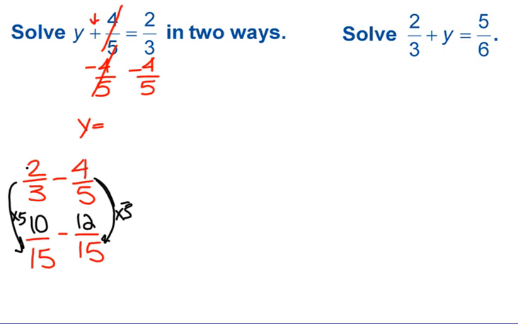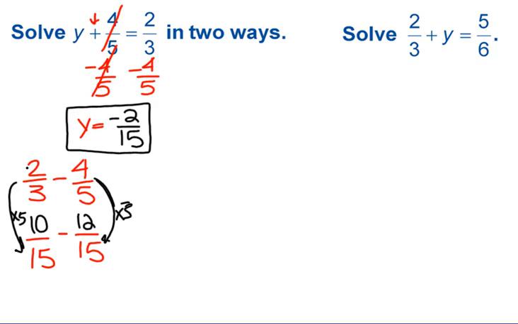Now you can do this math in your head. Okay? You have 10 minus 12. It's going to give you a negative 2 over your common denominator of 15. So your answer is negative 2/15. And you're done with that problem. Again, not any harder as far as the math and what we were learning. You're just now practicing your fractions.